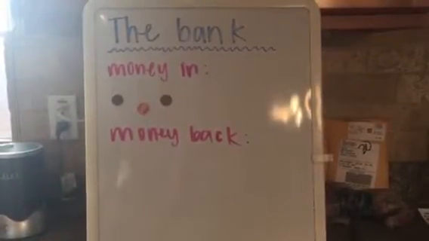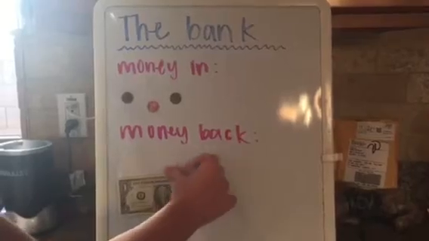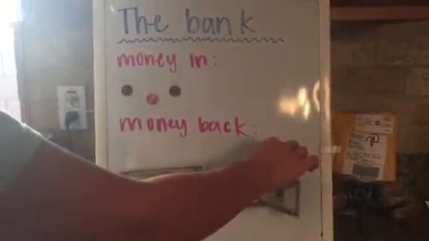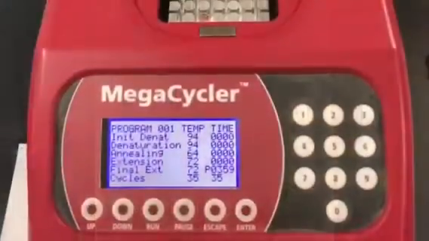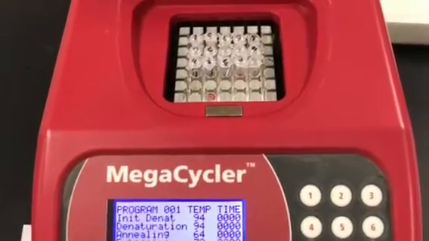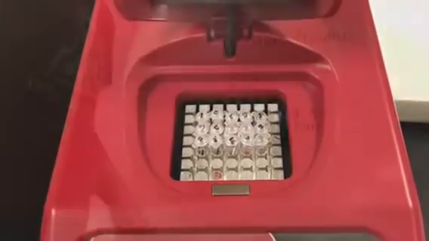for the restriction enzymes. Investing can be used as an analogy for PCR. You invest a certain amount of money and then you get exponentially more back. This is the actual machine that completes the process of PCR.